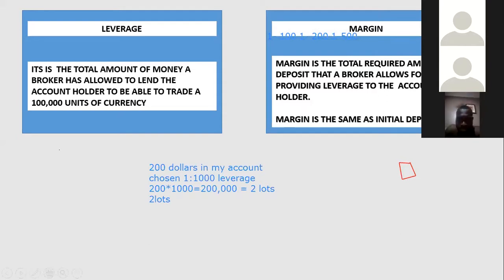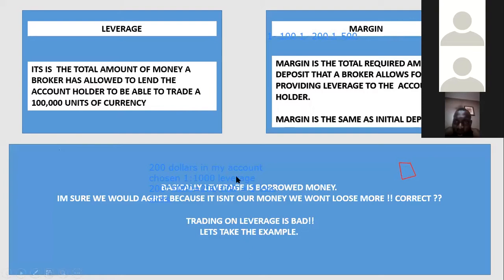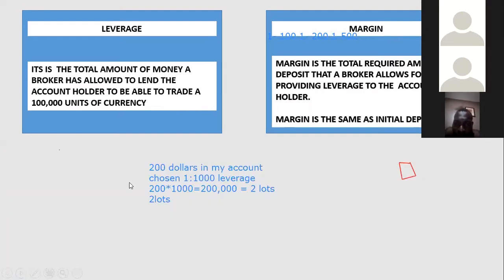The margin is the money that the broker requires you to deposit. The margin is the total required amount of deposit that the broker allows for providing leverage. So in this example, $200 is your margin. All these are just financial jargons. They just want to confuse us. The margin is the amount you deposited. The leverage is the amount you are borrowing.